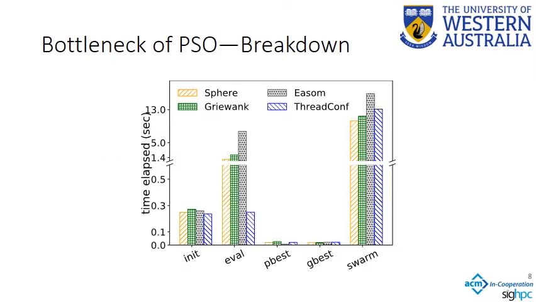We have done some bottleneck analysis for this algorithm. There are four steps. The third step, updating P-best and G-best, is relatively cheap. The most expensive parts are the swarm update and also the swarm evaluation. The initialization also contributes some cost. And these are the four problems that we use in our experiments.